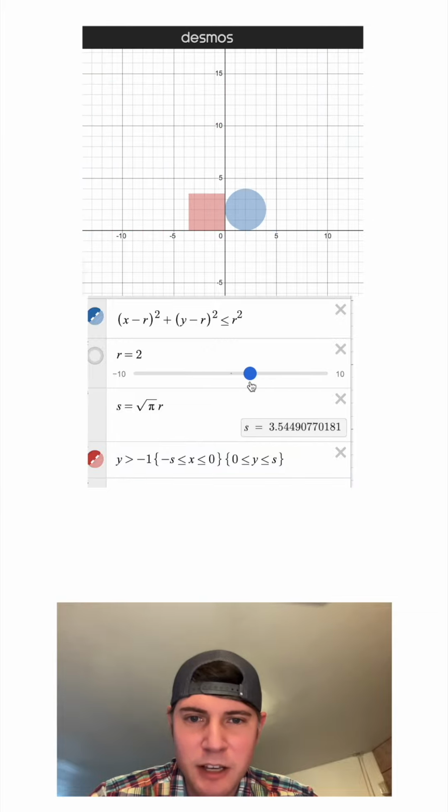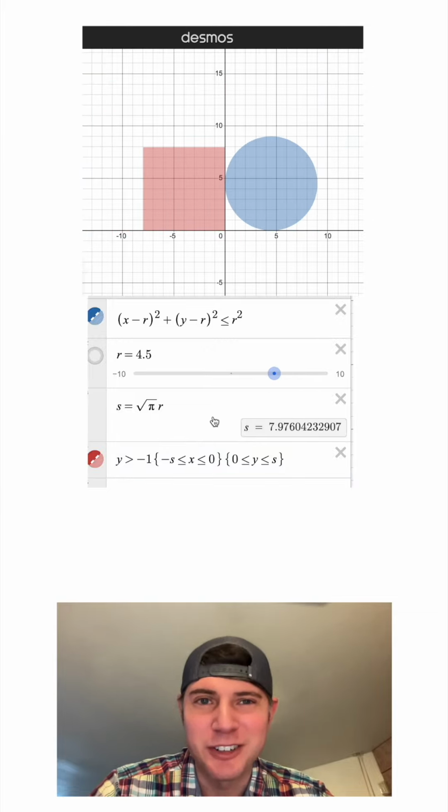So that's what it looks like. So now we can square the circle. How exciting.